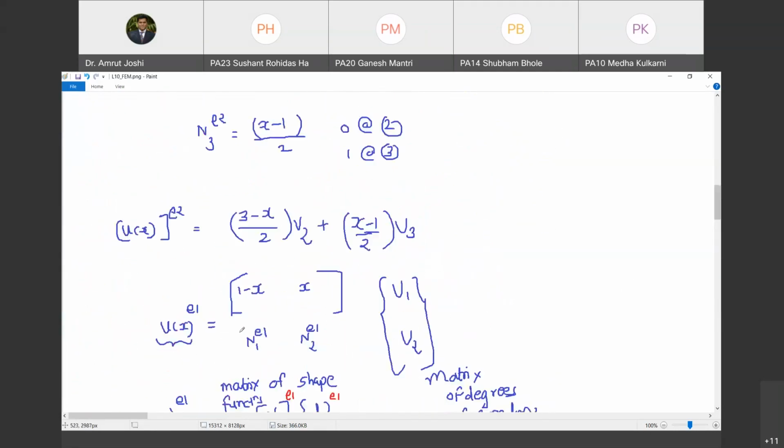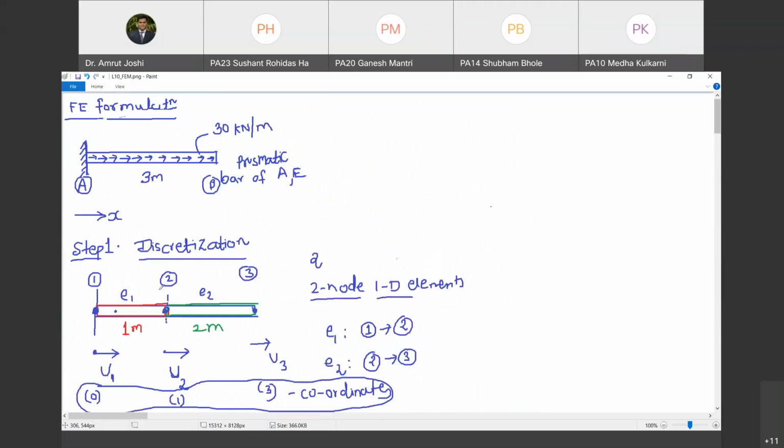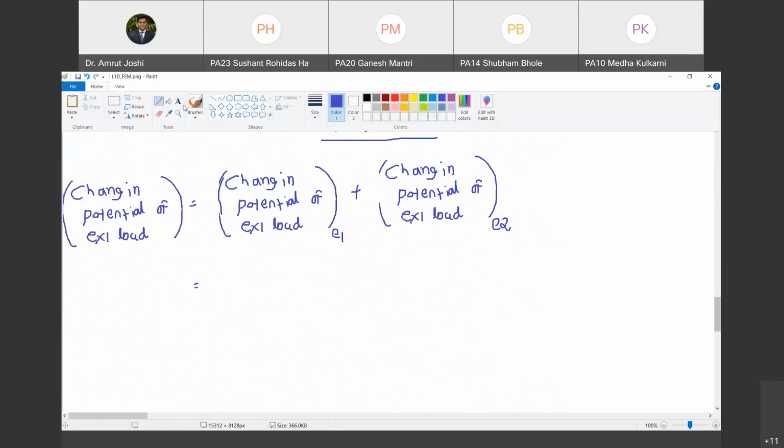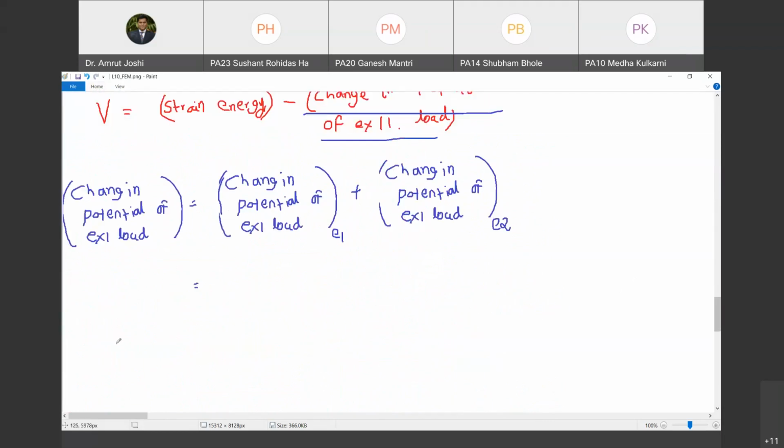So now, let us write down the change in potential for element number 1. How do I write it? Pay attention here. Let me draw an explanatory diagram. This is element number 1. On element number 1, you have a load of 30 kilonewton per meter. This is 30 kilonewton per meter.